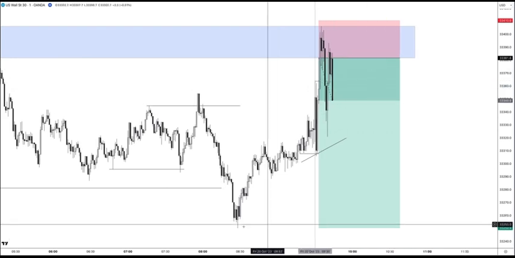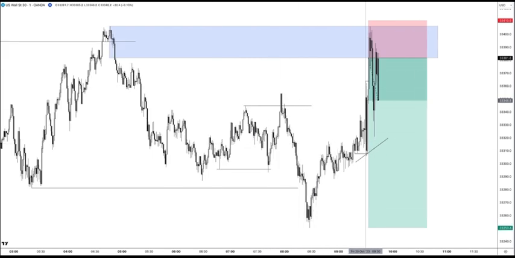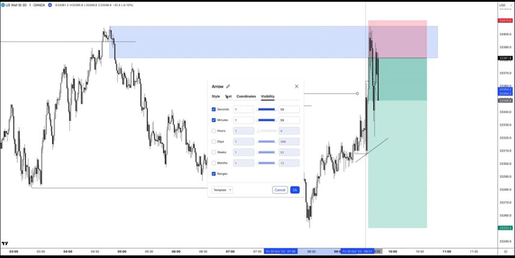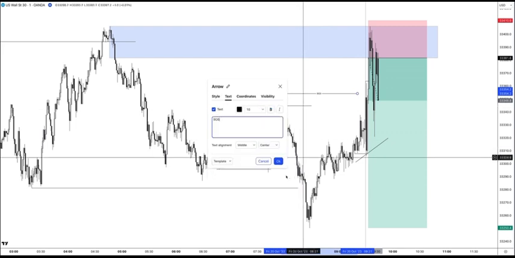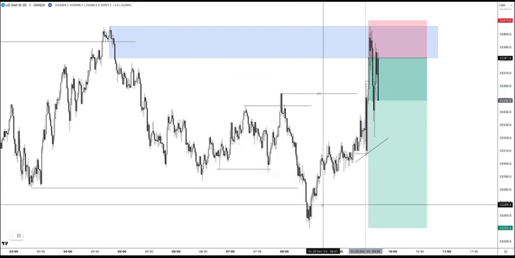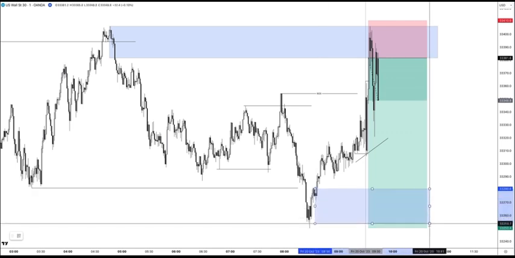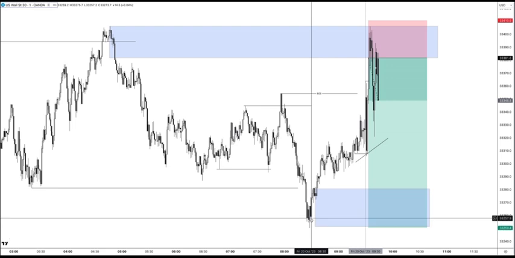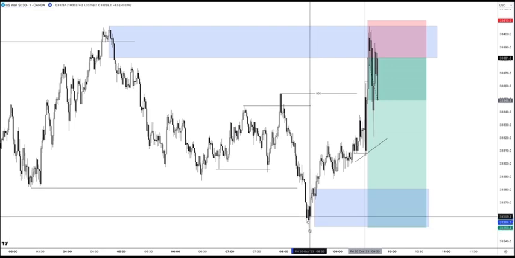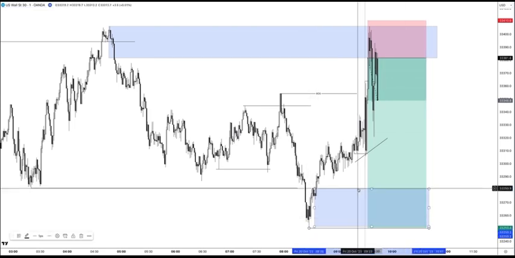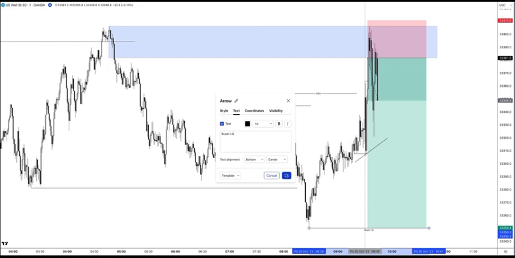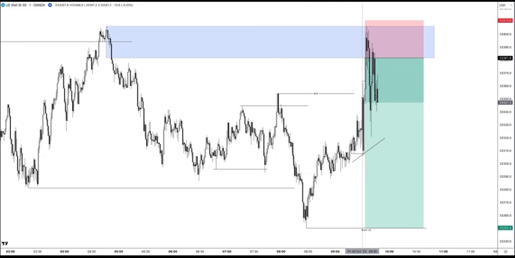Okay, and as for targets, why are we targeting this low? Well, since we've taken this inducement high, retailers see this as a BOS and buys at the low. So that tells me that we're going to have, get rid of this box, we're going to have buyer liquidity at the lows. Okay, and we're going to be targeting that, no problem.